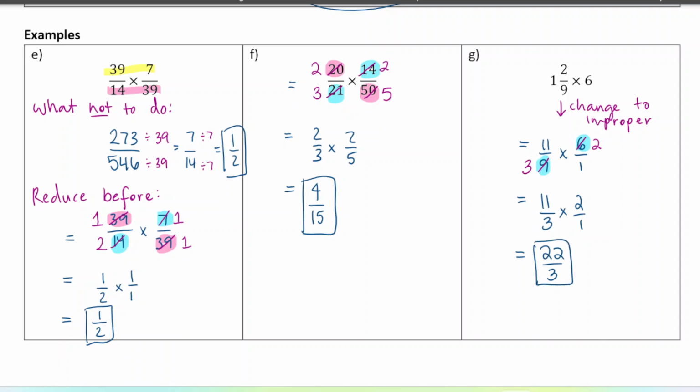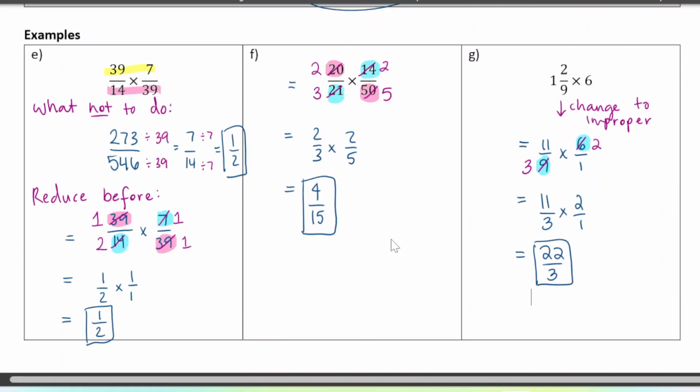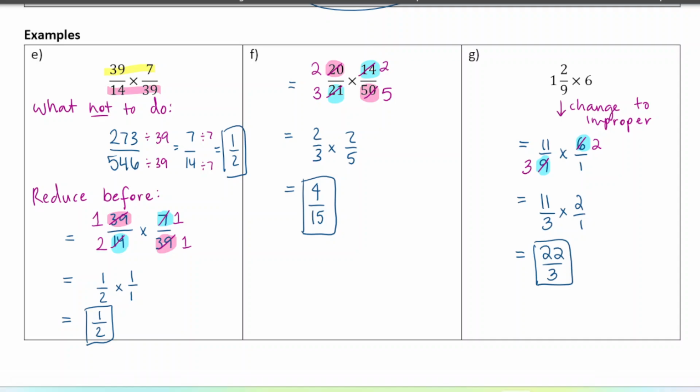Okay, so key thing here is that the rule behind multiplication is really straightforward. Just multiply the numerators, multiply the denominators, but reduce before you do that. Okay, that's the end of the lesson.